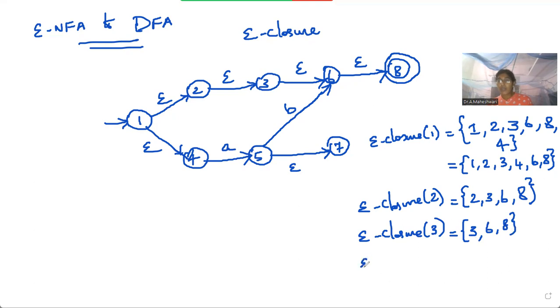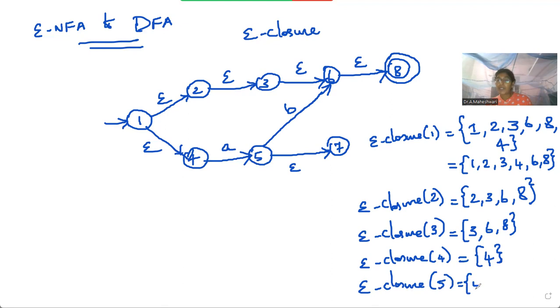Okay. Like that, E-closure of 4. First include 4. From 4, there is no empty move, right? You can stop the process here. So E-closure of 4 is 4 alone. I want E-closure of 5. First include 5. From 5, I have one empty move, right? To 7. From 7, there is no empty move. So 5, 7 is the E-closure of 5.